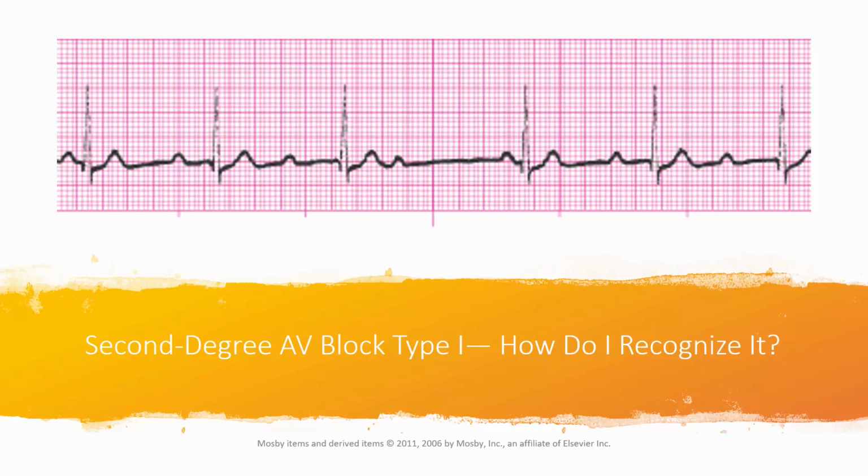So then you look at your P waves. What you'll notice is I do have P waves. My P waves are similar in appearance, and I do have a P wave before every QRS. Let me point them out for you. Here's a P, here's a P, here's a P. Okay. There's a P, there's a P, there's a P, there's a P. So yes, I do have a P before every QRS complex.